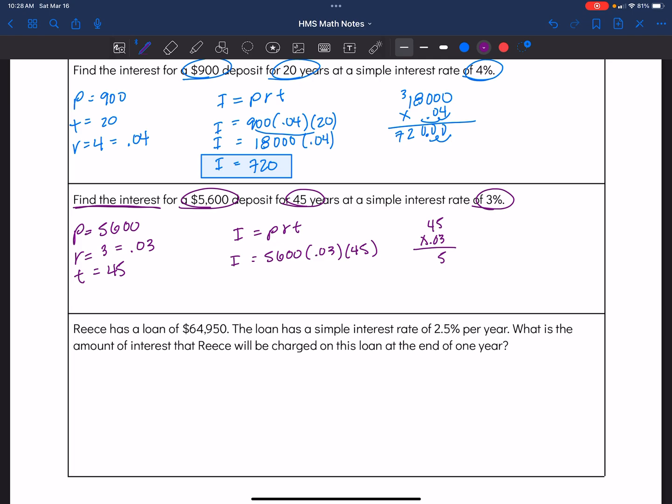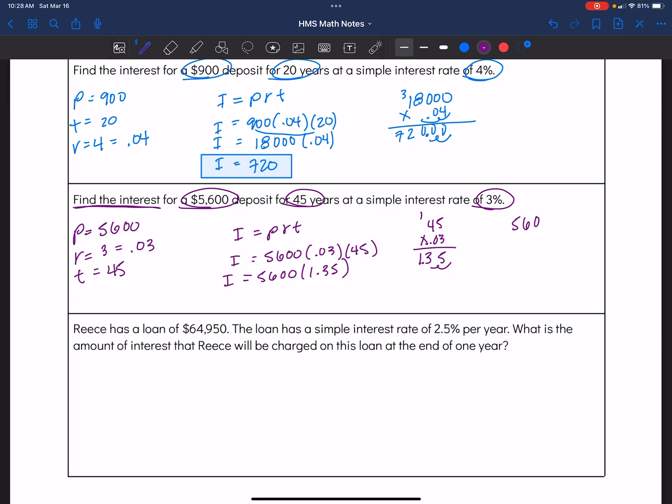5 times 3 is 15. Carry the 1. 4 times 3 is 12 plus 1 is 13. And then I'm going in twice in my answer, which equals 1.35. Okay, so now I've got 5,600 times 1.35. Sorry, I had a bit of a brain fart.